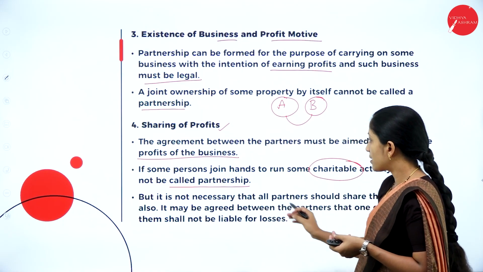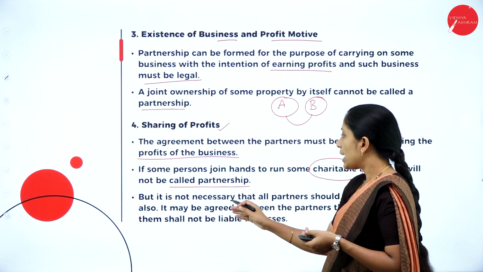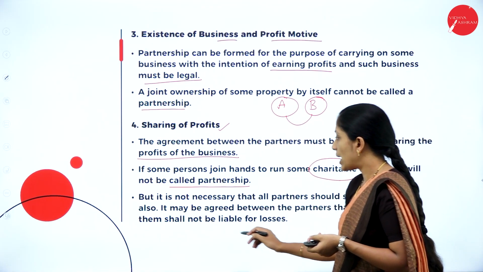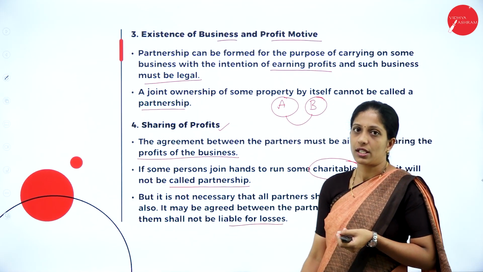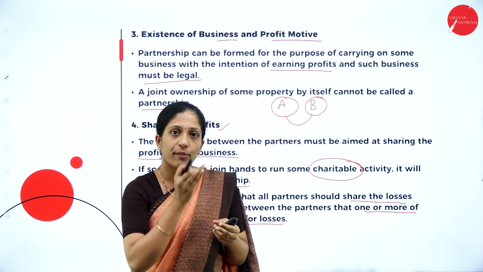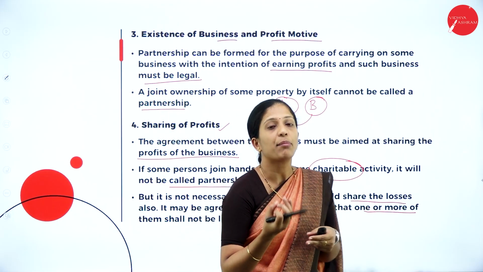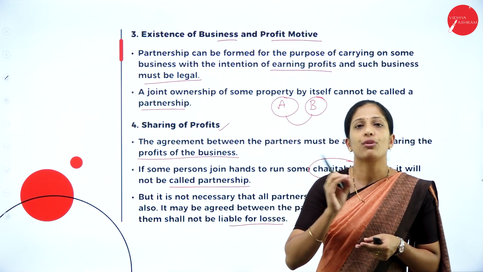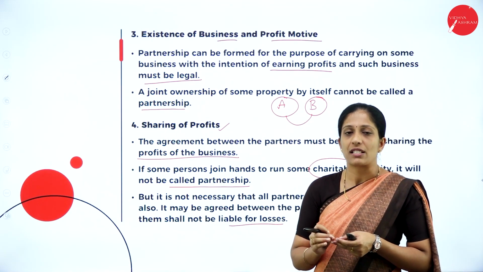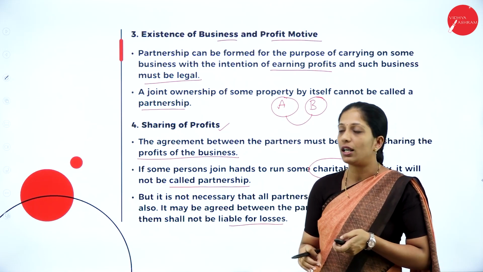But it is not necessary that all partners should share the profit and loss. Also, it may be agreed between the partners that one or more partners of them shall be liable for losses. So it's not that all the partners should share the profit, but the main aim of the partnership firm should be to earn the profit. So it's not that they have to compulsorily share the profit of the business, but their overall aim of the partnership firm is to earn profit.